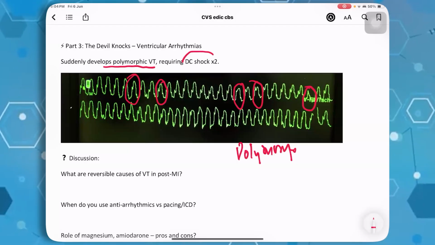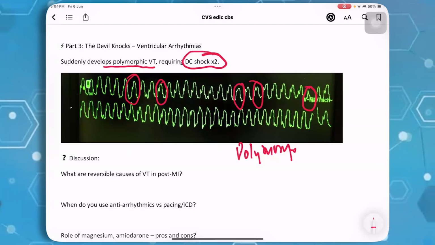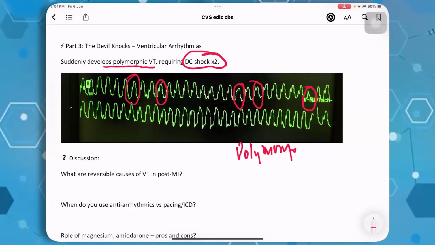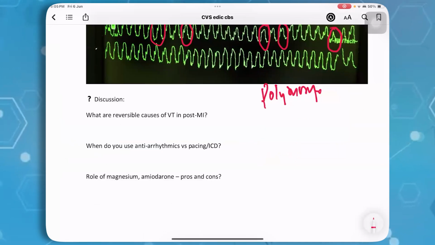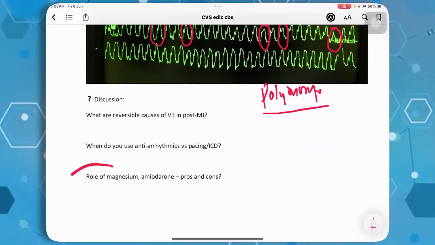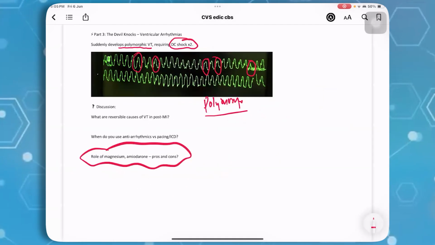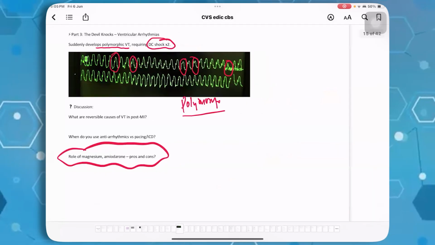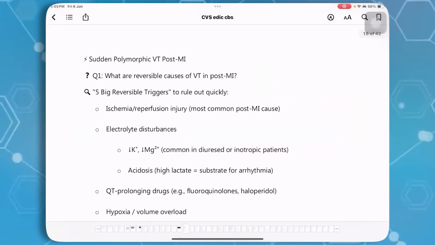We give cardiogenic shock twice. So what happens? Why do these patients develop ventricular arrhythmias? What will you do if a patient has developed a ventricular arrhythmia? And what is the role of magnesium and amiodarone? What are their pros and what are their cons? So let's discuss now. This patient has developed a ventricular tachycardia post MI.